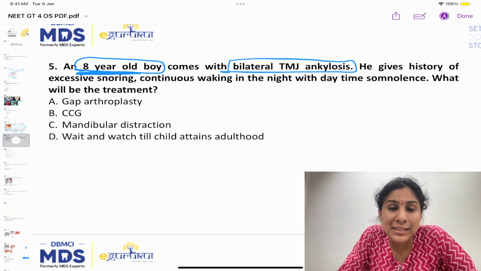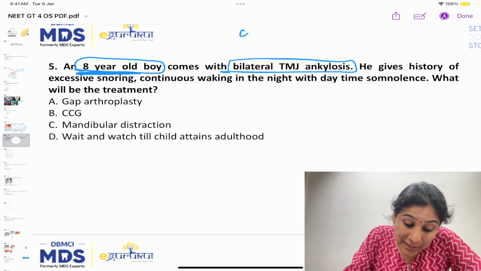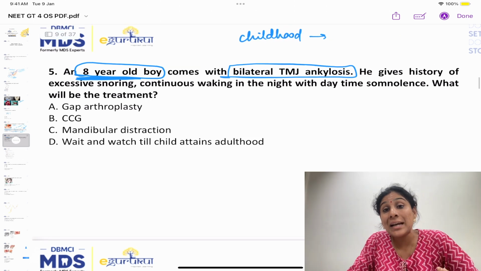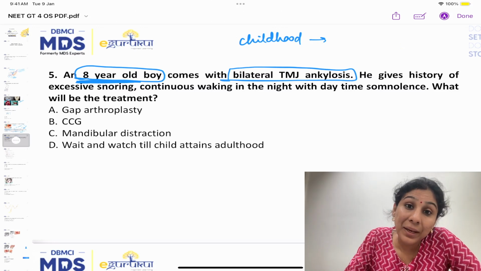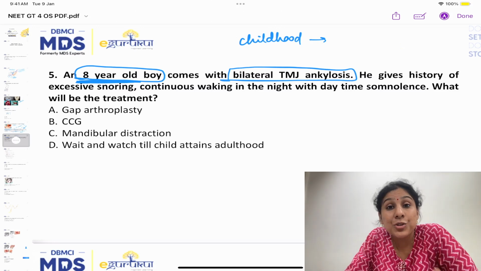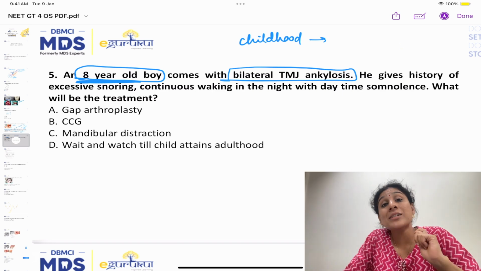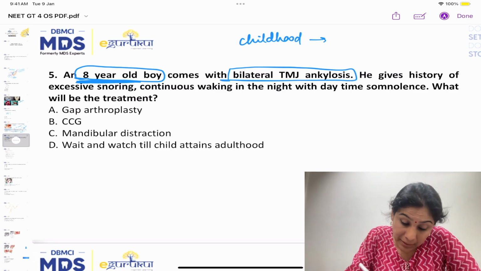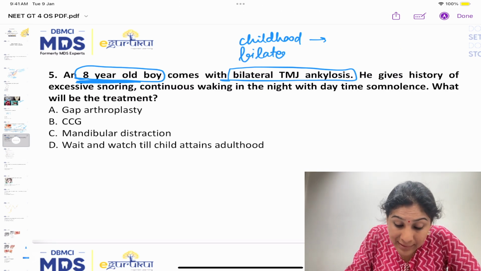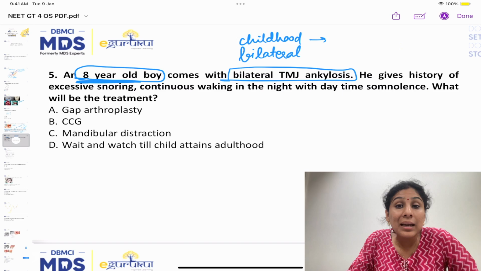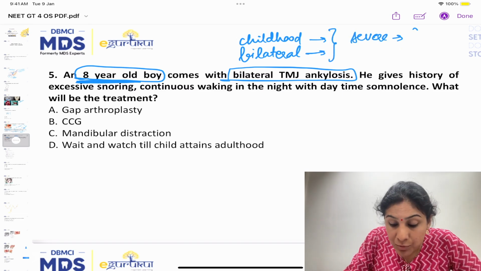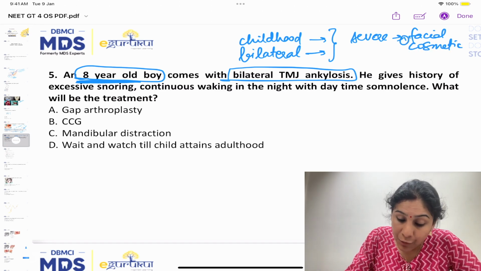So like we have discussed in our live class also, whenever it is a childhood ankylosis, it's very severe because the child is still growing, the child is developing, and in this stage it will cause facial asymmetry. In this stage it will cause airway compromise. So childhood ankylosis, severe consequences. Similarly, when it is bilateral as compared to unilateral, if bilaterally there is ankylosis, the consequences are very, very severe in forms of facial cosmetics, that is facial deformity, and in forms of airway.